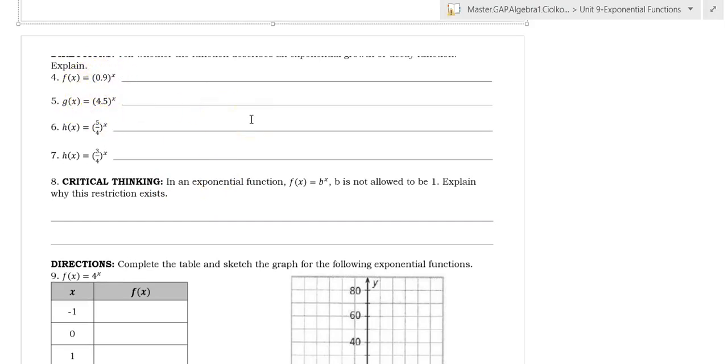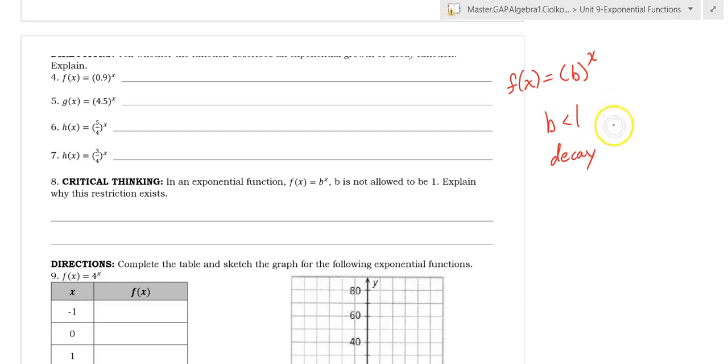Basically, if your base, or the number here, is less than 1, so b, if it looks like this, so f of x equals b up to the x, if b is less than 1, it's going to be what's known as decay. So it's going to go down from left to right. If b is greater than 1, it's growth. So this one would look something like this, whereas here, we're going to be going up. So down from left to right, up from left to right. So decay means it's less than 1, growth, it's more than 1.